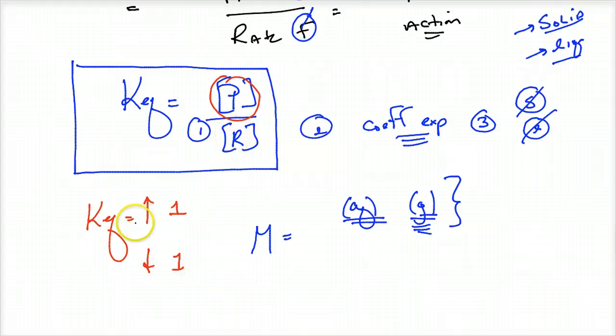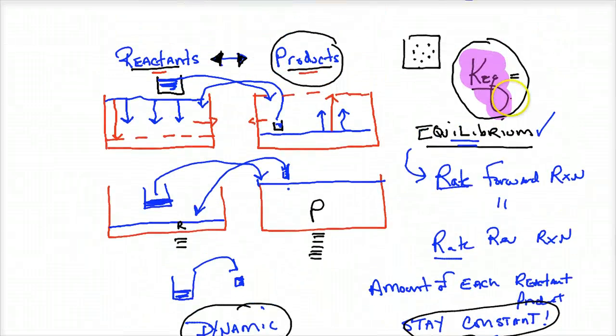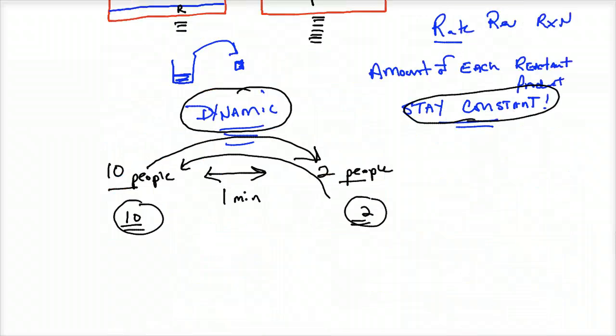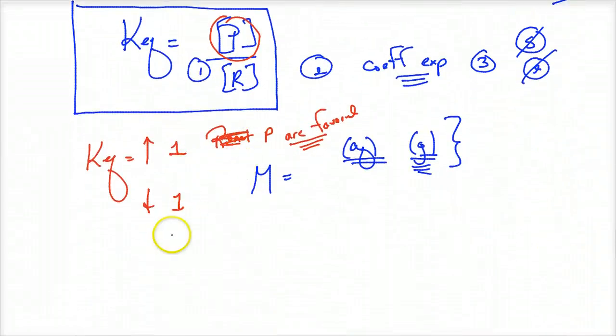So what that means is if Keq is larger than 1, the products are favored at equilibrium. There's a lot more products, just like the tanks that we just did here. And of course, if Keq is less than 1, the reactants are favored at equilibrium.